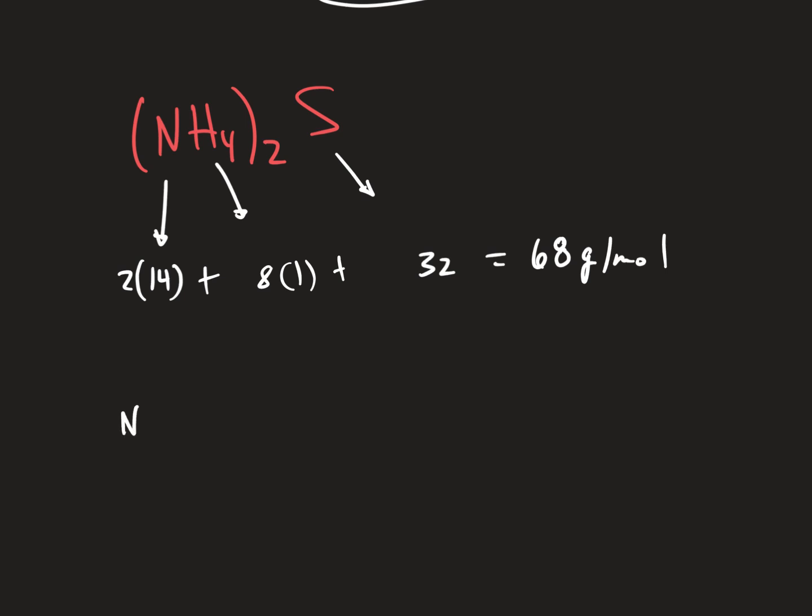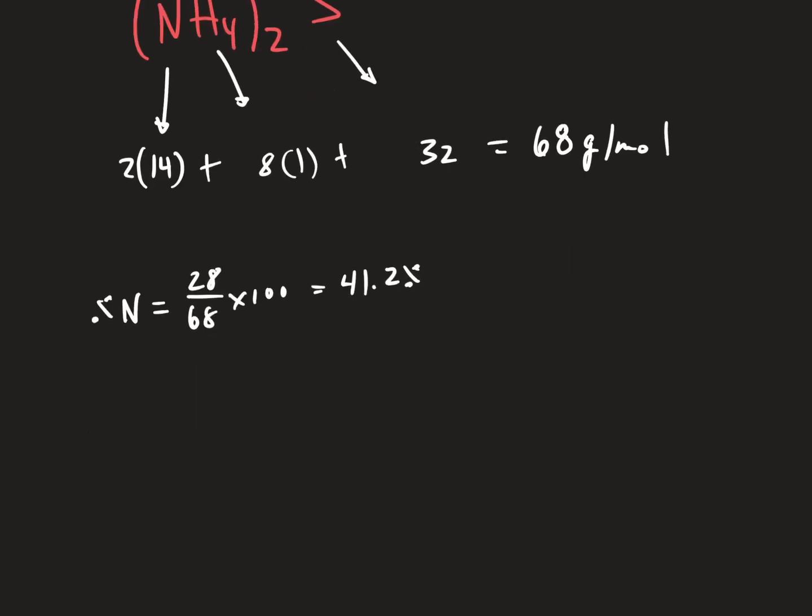So for nitrogen, percent nitrogen, what are we going to do? How do we find the percent nitrogen? We divide, let's see, the 2 times 14 was 28, so we divide 28 by 68 and then times it by 100. That's it. And that gives us what? 41.2 if you round it. 41.2%. Perfect.